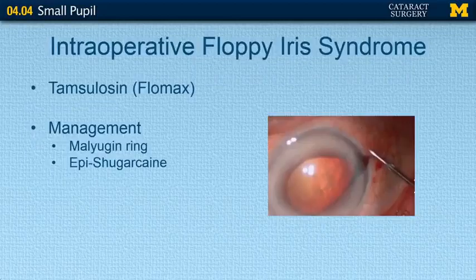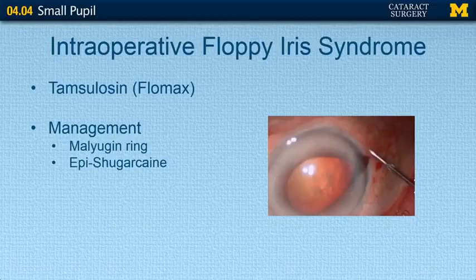Intraoperative floppy iris syndrome, also known as IFIS, is typically associated with tamsulosin, also known as Flomax, which is a very common medication that people are put on for prostate issues. This medication is an alpha-1 antagonist, and it leads to issues with small pupil developing during surgery. Typically, it tends to happen during the stages of phacoemulsification, where you insert the phaco and suddenly the pupil will shrink and the floppy iris will want to go to the wound and come out of the wound as well.